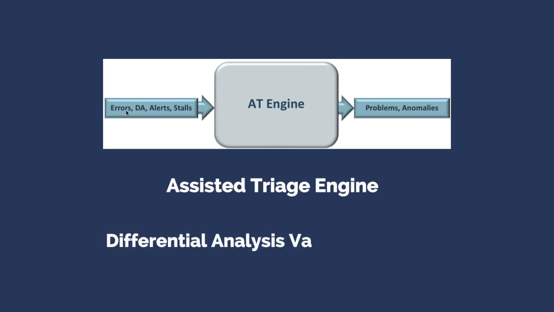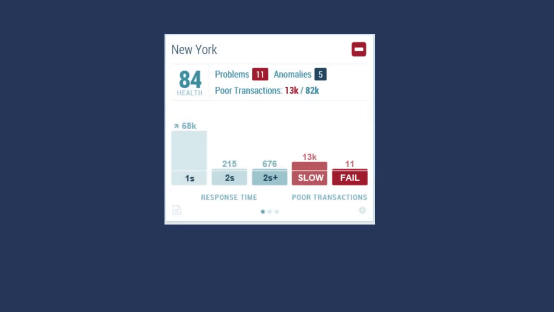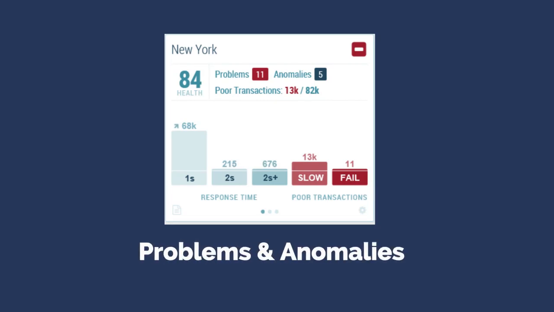For example, when the differential analysis variance intensity rises, the DA alert is triggered. The same is true for stalls and errors. Okay, now you have a bit of background about what is being interpreted and the inputs that go into the assisted triage engine. Let's look at what comes out of it, that is, the problems and anomalies that are shown on the experience cards.